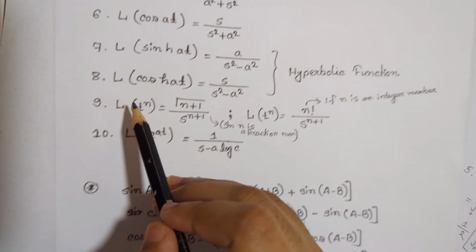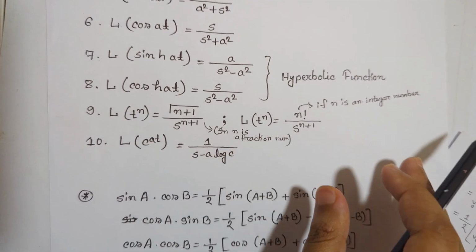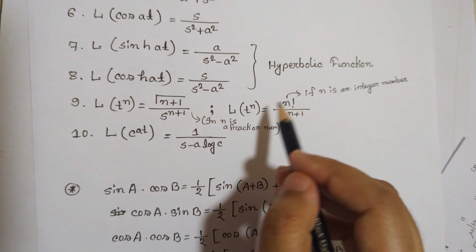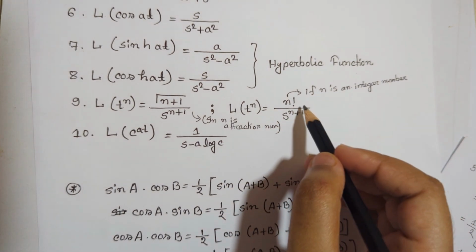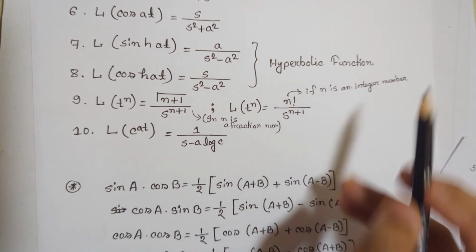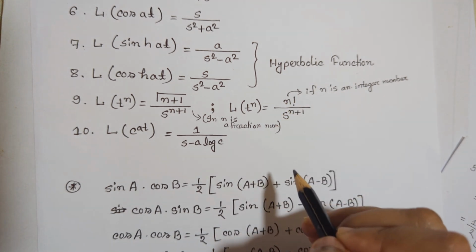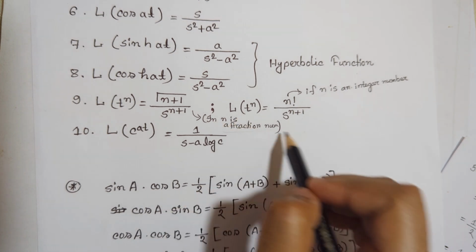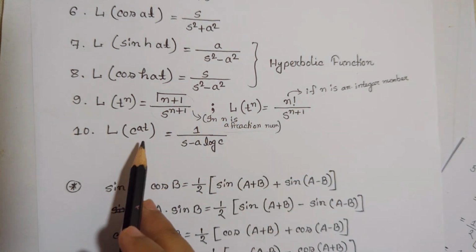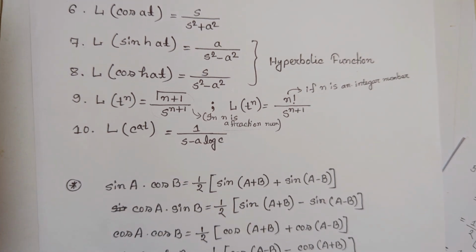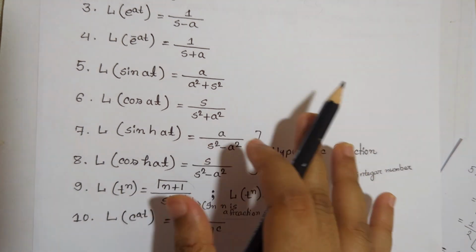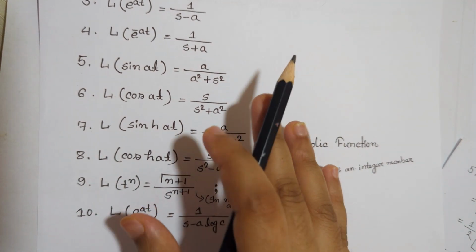And Laplace transform of t to the power n equals to, here we have written two formulas, but the use of these two formulas is different, they are not the same. We discussed this formula when n is an integer, then we will use this formula, and when our n is a fraction number, then we will use this formula. And Laplace transform of c to the power at equals 1 divided by s minus a log c. This is our basic Laplace transform formula, which will be used further.